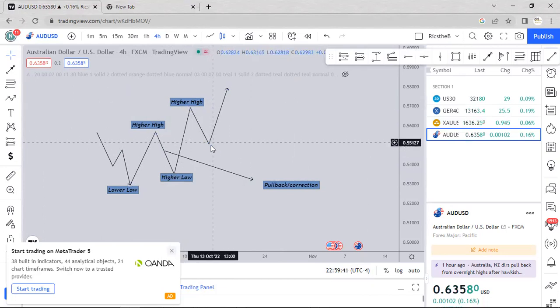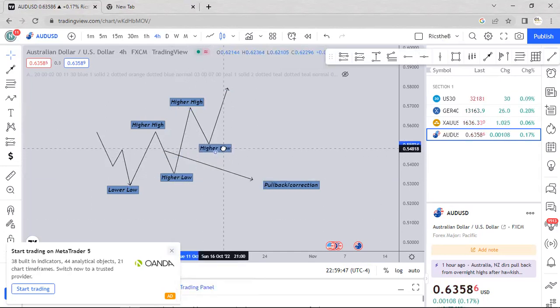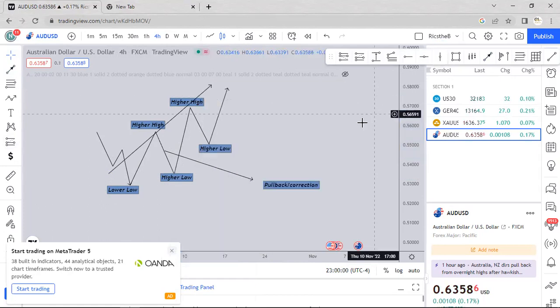Again, a pullback, then you have a low which is above the previous higher low. So again, it's higher than the previous low, so it's a higher low. So right here, what you guys are seeing is a structure of a market that is on an uptrend. It's going up, as you can see. This right here is referred to as an uptrend market or a buyer's market. This is a market where buyers are in control.